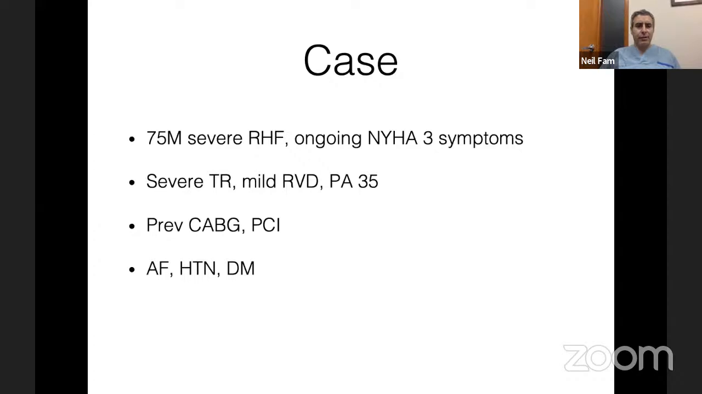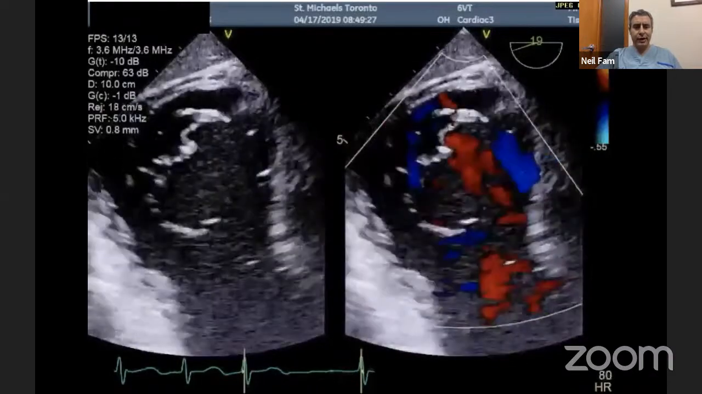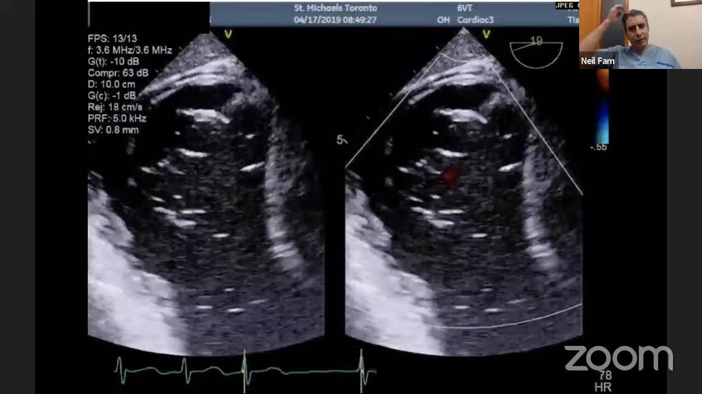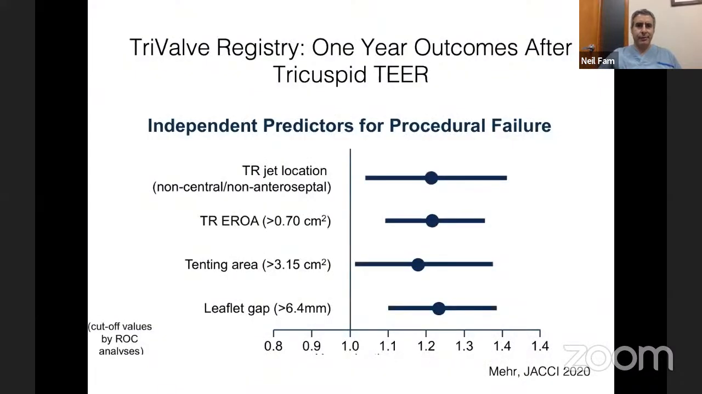So here's another case, a 75-year-old gentleman who has severe right heart failure, ongoing symptoms, TR, mild RV dysfunction, PA pressure is okay, coronary disease, AFib. So his transgastric view on his echo shows a TR going into all three commissures and a coaptation gap up to 15 millimeters. So this patient had all of the predictors for failed edge-to-edge because the jet is not just anteroseptal or central. The EROA is torrential. He has leaflet tethering, and the coaptation gap is large.